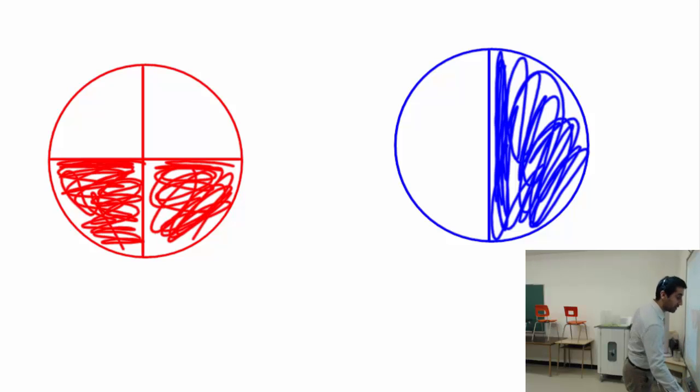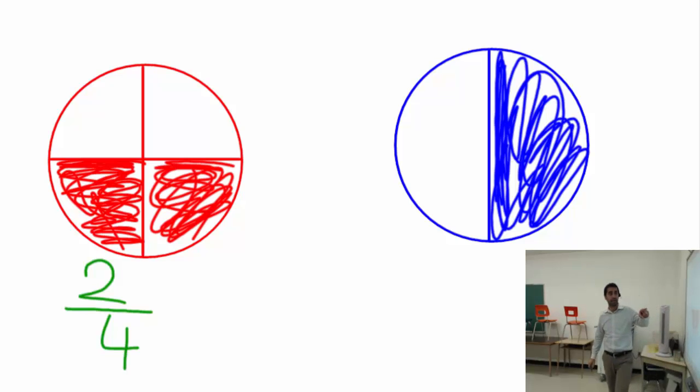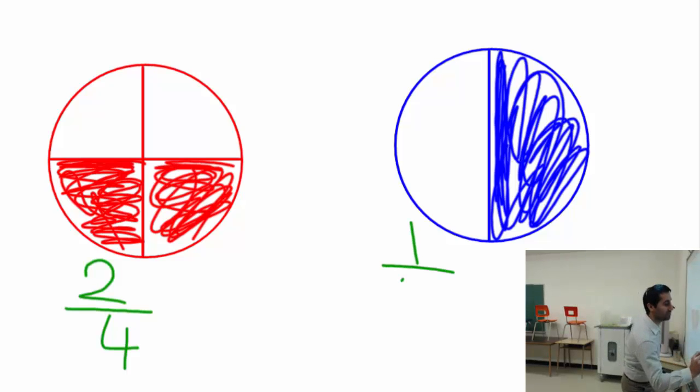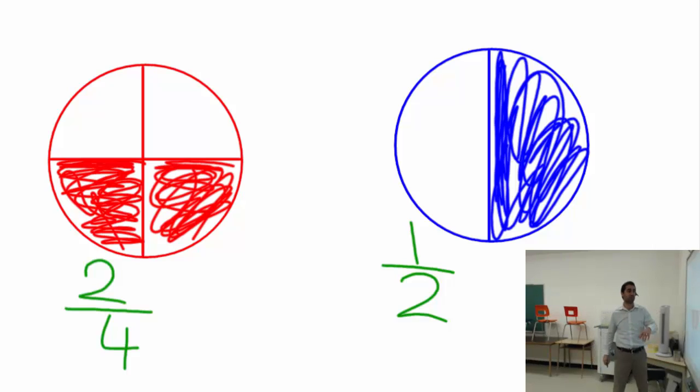Now, the idea here is that, first of all, let's represent the first one, the red one. How do we represent that? 2 out of 4 pieces are colored here, so I'm going to write down 2 divided by 4. Over there, one portion is colored, so we're going to write 1 out of 2 portions. There are only 2 portions there. But I need you to pay attention to this.